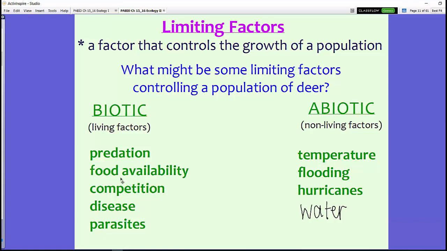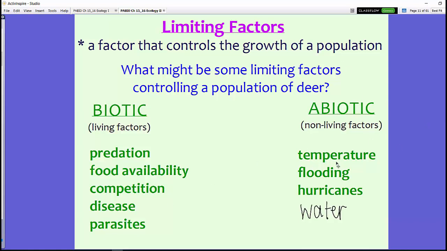Who knows what particular predators are out there looking for deer. Food availability, that's a huge one. So food is very, very important. Competition. Of course, deer compete, so different populations of deer will compete for the available resources. Disease, and I have it under biotic, but it could be under abiotic if it definitely was a virus, let's say. Viruses are not living, but diseases in the form of bacteria are. And parasites. Parasites are biotic factors that could limit a population or control it.